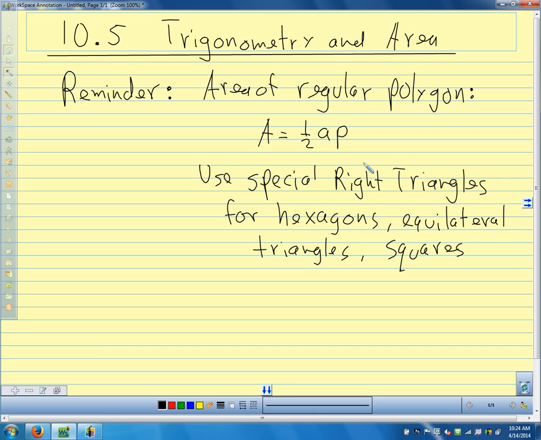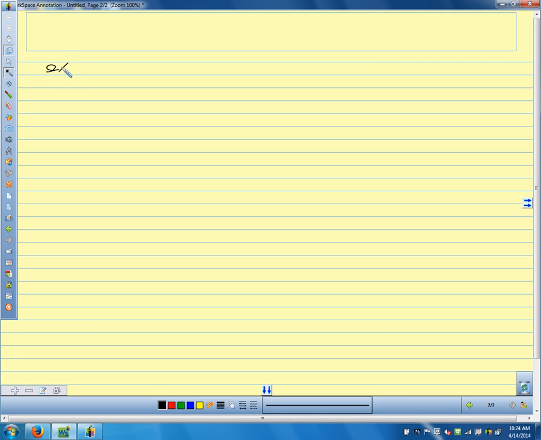Because we know how to find missing pieces of right triangles with Sohcahtoa. We've spent an entire chapter doing that. So that's what we're going to do today, apply what we know about Sohcahtoa to finding pieces of our regular polygons. So let's look at an example. Nothing really new today. We're using our formula for regular polygons. We're using what we know about Sohcahtoa. We're just applying these to find the numbers to put into our formula.